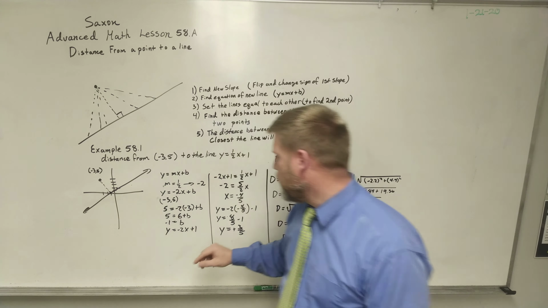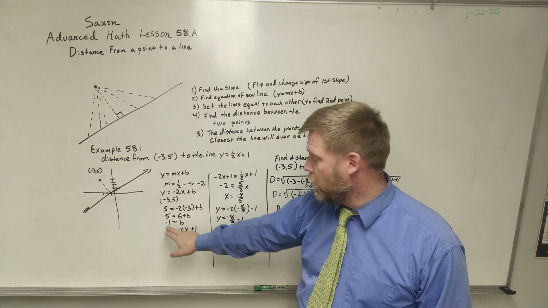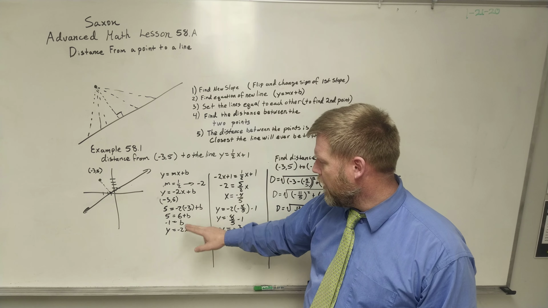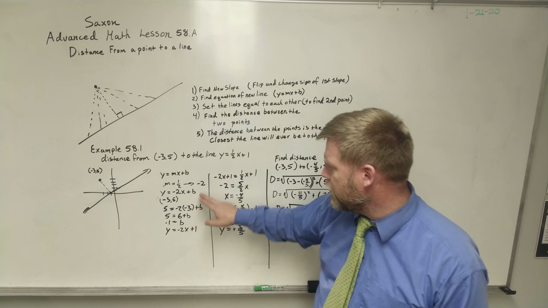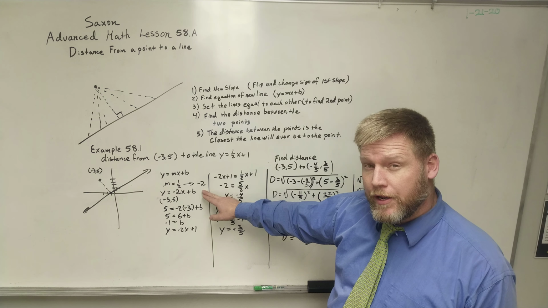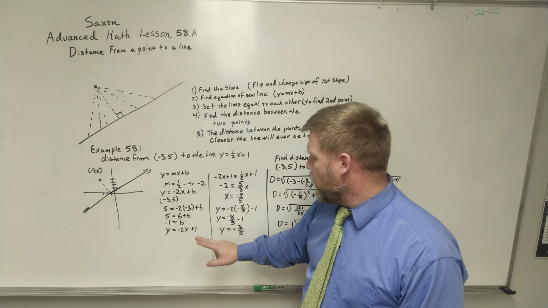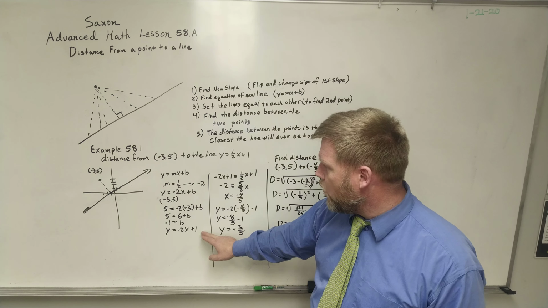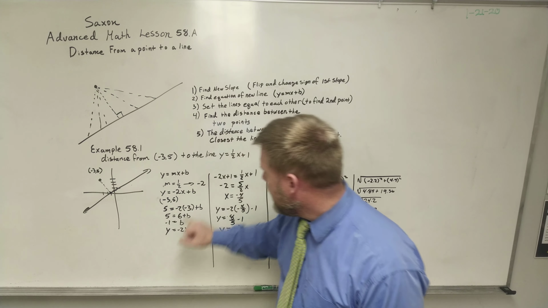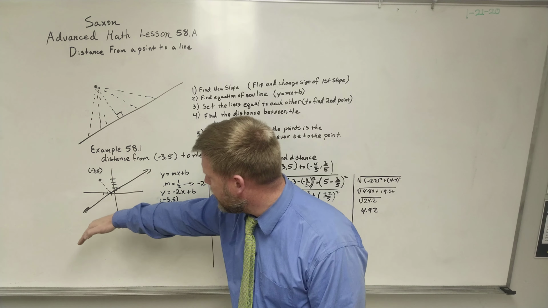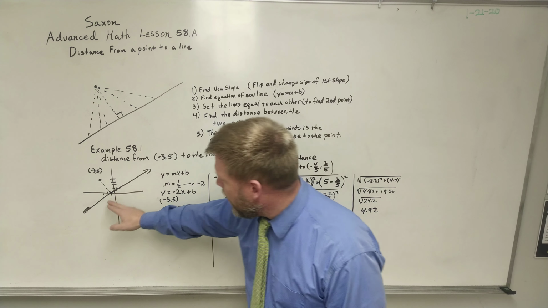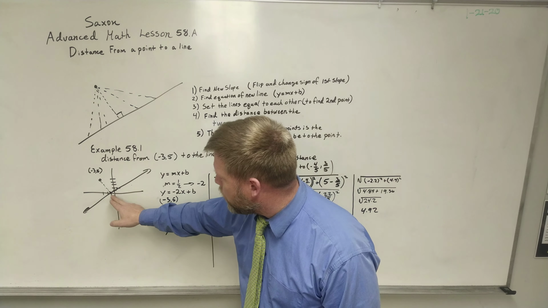5 equals -2 times -3 plus b, so 6. I subtract the 6 from both sides, and I end up with -1 equals b. If -1 is b, I can plug that into my partially created equation and say y equals -2x minus 1. Once I have this, this is the equation of this line. So I have the two lines, and where they cross, the x and the y will be on both lines.